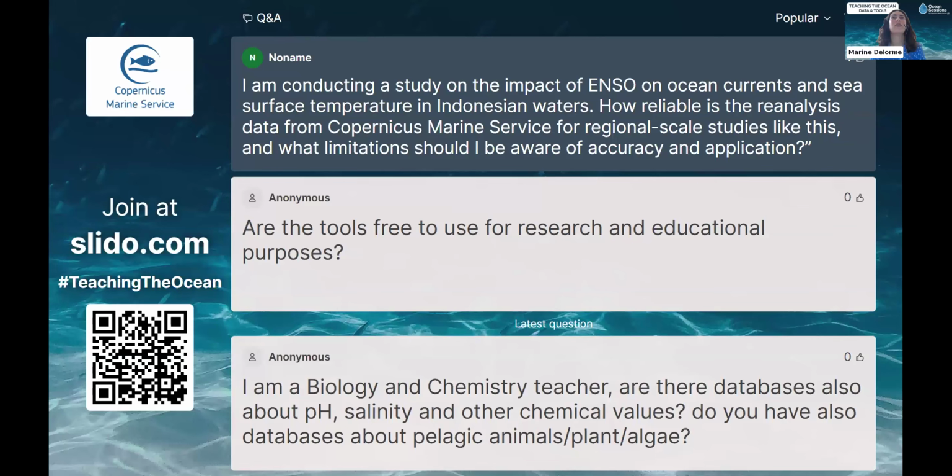I am conducting a study on the impact of ENSO on ocean currents and sea surface temperature in Indonesian waters. How reliable is the reanalysis data from Copernicus Marine Service for regional scale studies like this? And what limitations should I be aware of, regarding accuracy and application? Yeah, I think it's not so much a question for me, since I don't work directly with the data. So I think this question should be best sent to the user support. I think it could be something that they can help you with. That's all I can say.